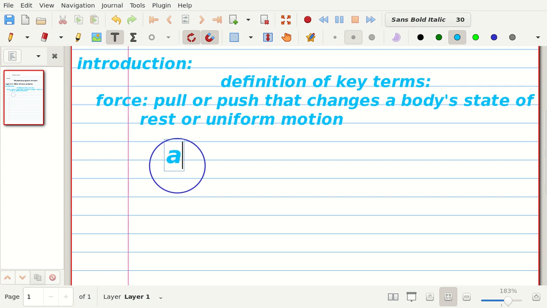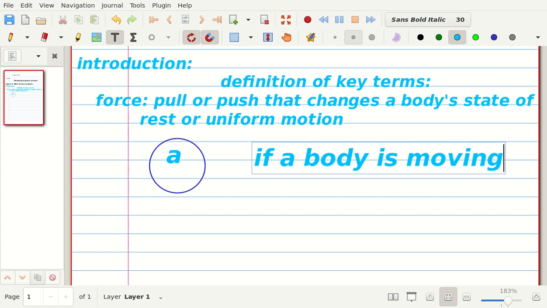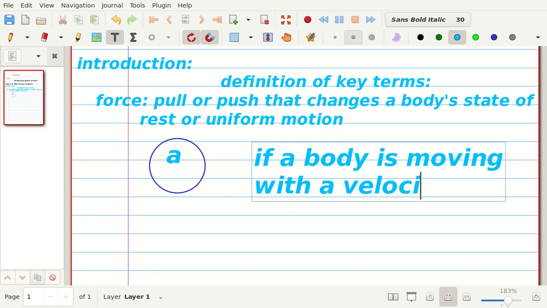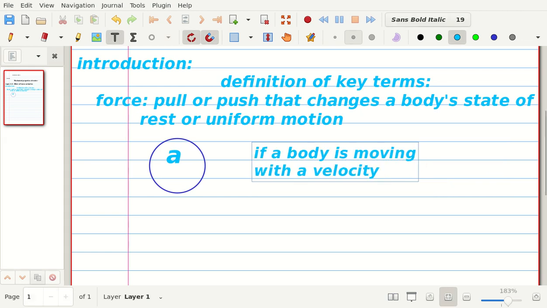Let me take a text here. If a body is moving with a velocity or speed u greater than 0, this means the body is moving at any speed. Its state is motion, not a state of rest.